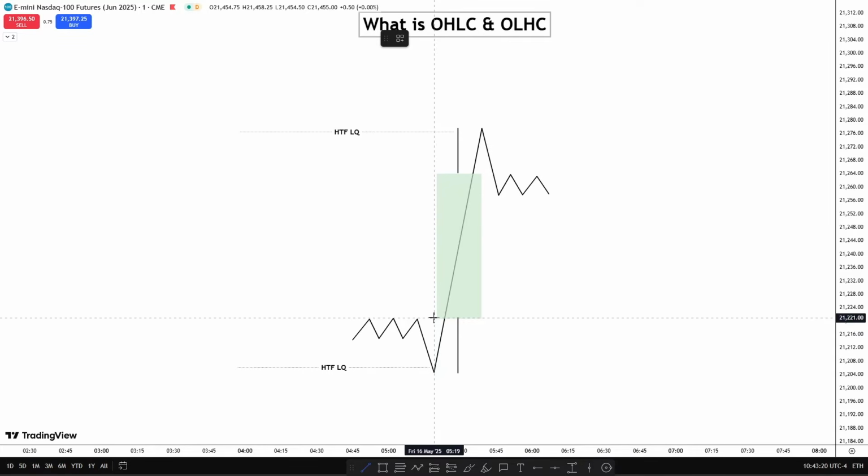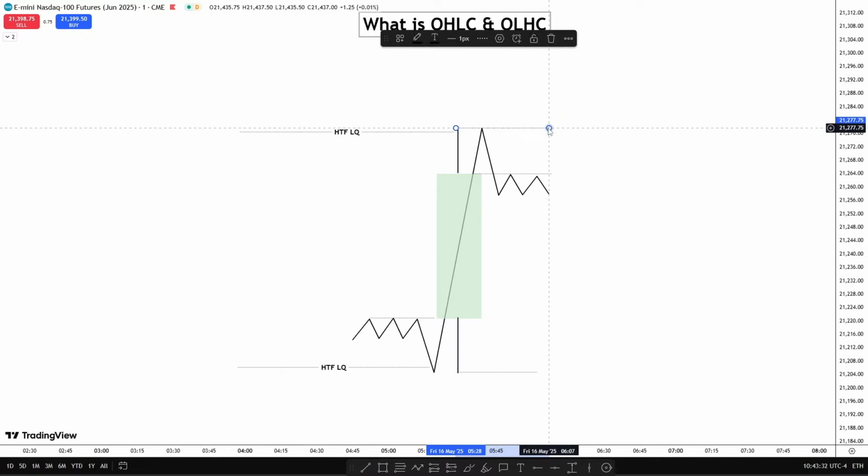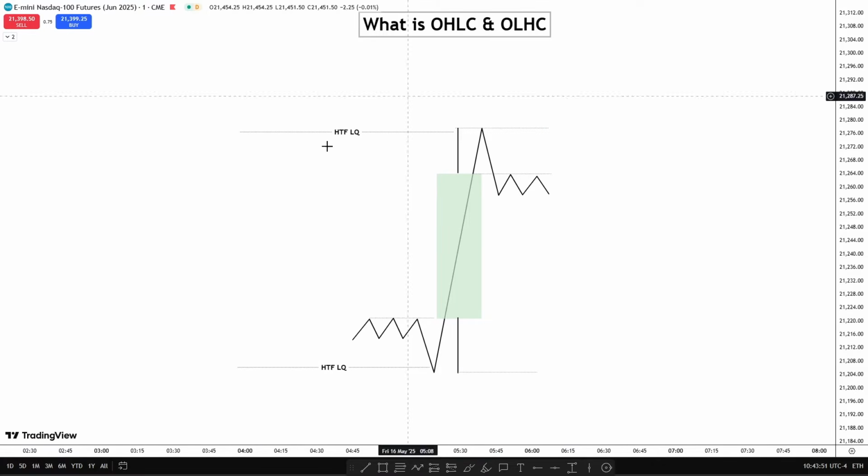So this is going to be the 4-hour open right here. So the 4-hour candle has opened here. This is going to be the 4-hour close. This is going to be the 4-hour low, and this is going to be the 4-hour high up here. Okay, so now we've got this all marked out. As you can see, this is the open. So this is the main part. This body right here is the open.